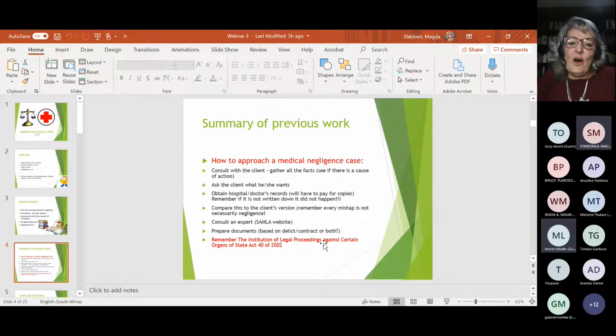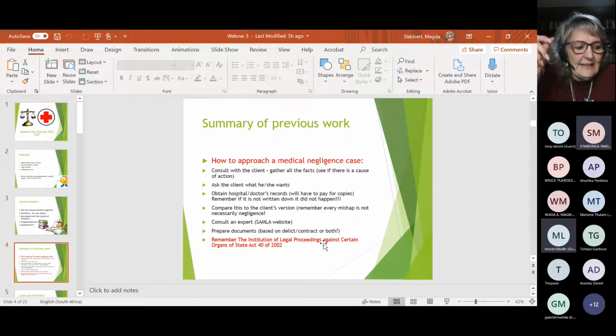Then you obtain the hospital and the doctor's records. And I've said that they're not supposed to give you the original. They will give you copies and you will have to pay for it. And remember, I said that book of Van der Heever and Lawrenson, very on expert witnessing, very helpful to indicate to you how to get the records.